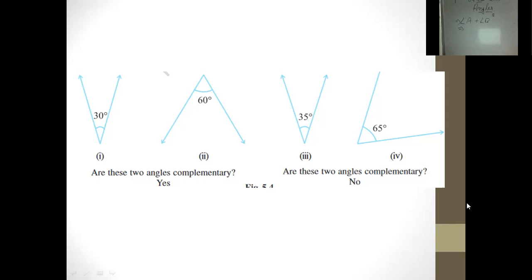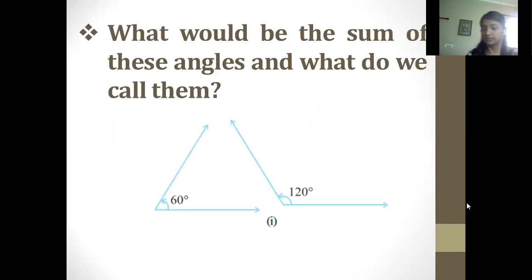Yes. 35 plus 65, what would be the sum? It would be 100. So it won't be a complementary angle, because we know that the angles which are making a sum of 90 degrees are complementary angles. So both our conditions are right as given by them.